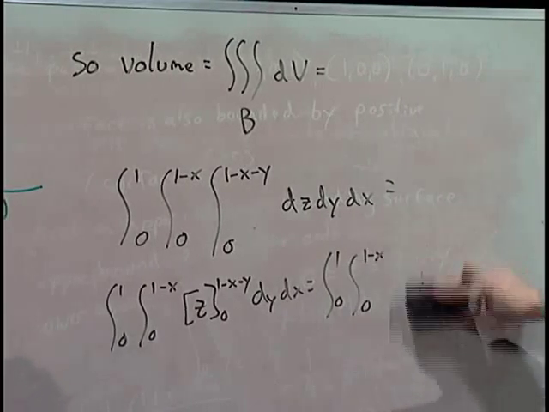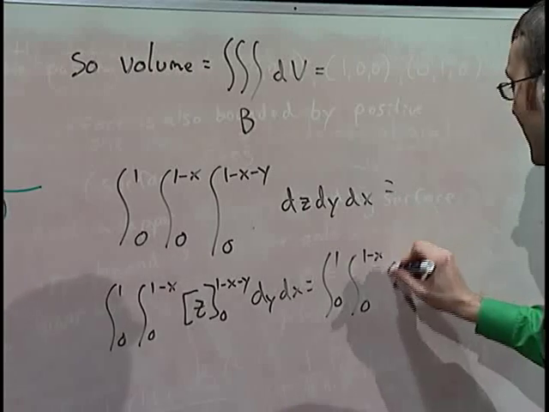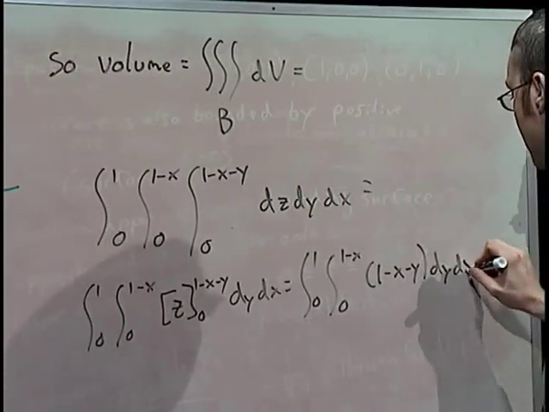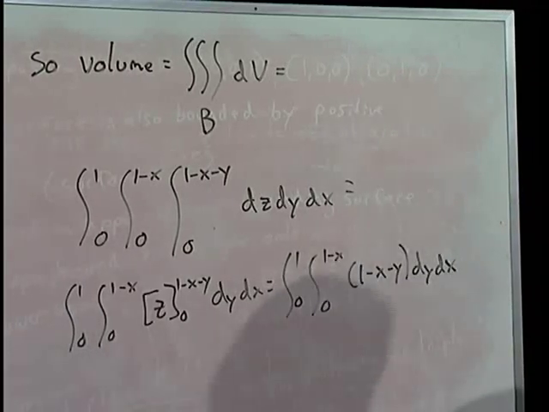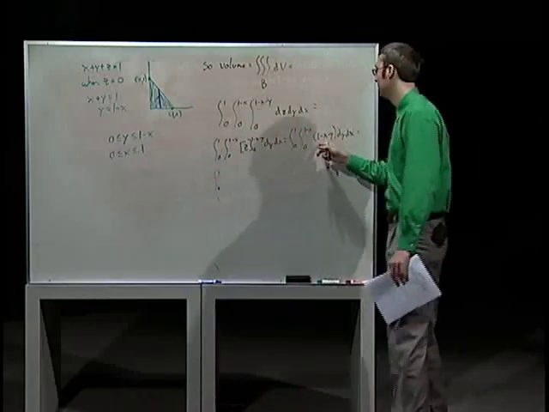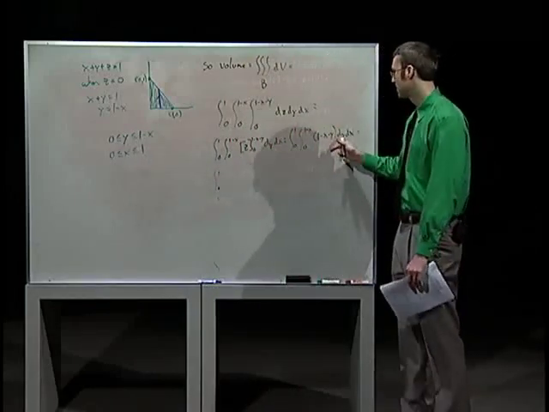Wait, no, I'm not doing this right now. It's the integral of 1 minus x minus y. That's better. dy dx, yeah, okay. So now integral from 0 to 1. What's the integral here in terms of y?